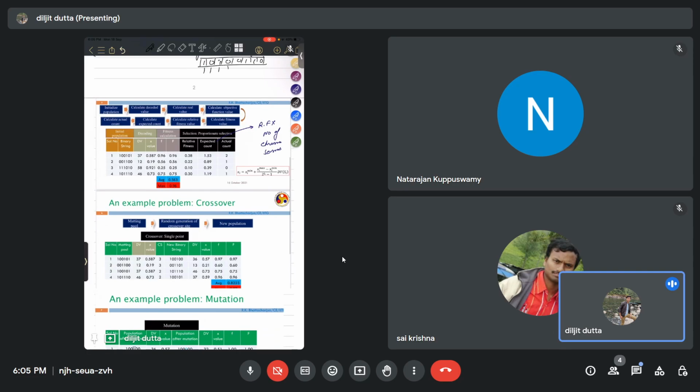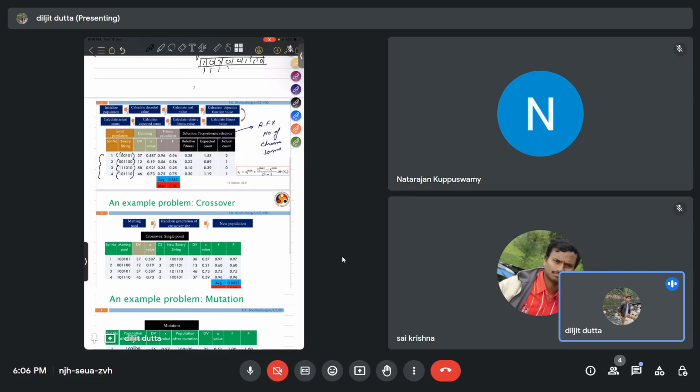Suppose our sample space is 4. We initialize the first set of populations, and this is generated randomly. How will we generate it? We can generate using a coin toss, or using dice. If it comes head, we keep it as 1; if it comes tail, we keep it as 0. We do 6 coin tosses and based on that keep 0 or 1. This is how we define a random string, and we have taken 4 random strings.